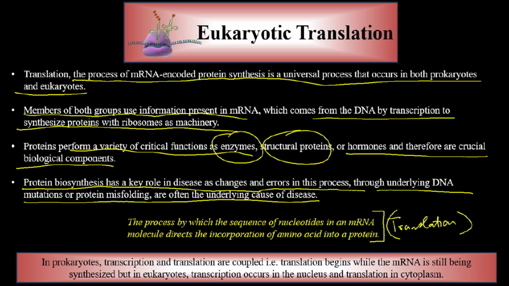Proteins perform a variety of critical functions, as enzymes, structural proteins, or hormones, and therefore they are crucial biological components. As I told you at the start of the presentation, proteins perform a lot of functions. That is why they need to be formed very carefully and in the proper sequence. If a single amino acid is wrong in the protein, then that protein will not be used by the cell, because this single mutation can cause a lot of problems in the protein and its function. That is why that protein would be degraded and then discarded.